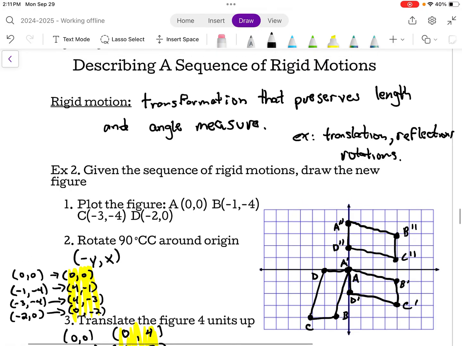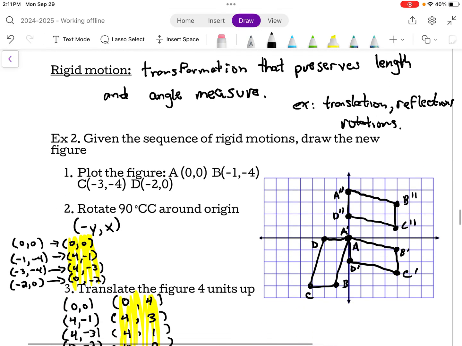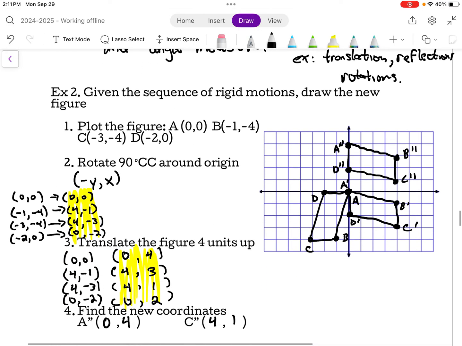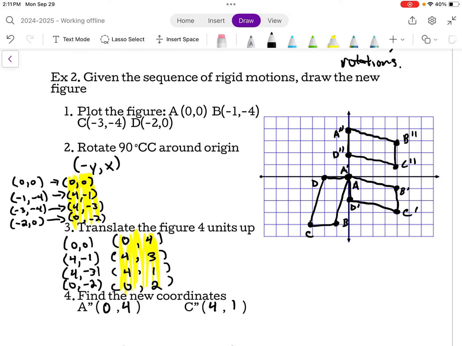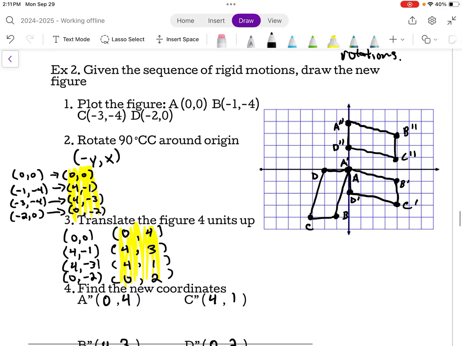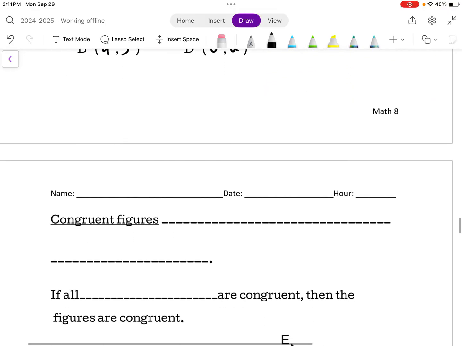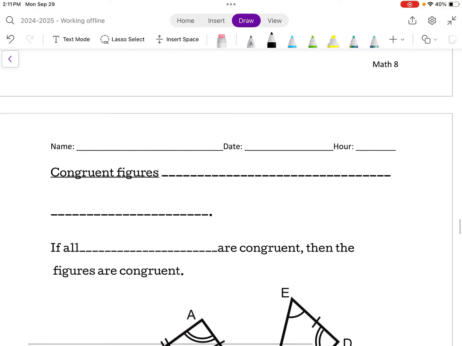Same size, same shape would tell us that they are congruent. So when I'm looking for that, I could say that ABCD is congruent to A'B'C'D', which is also congruent to A''B''C''D''. All right. And then let's look at the definitions of a congruent figure, which I've kind of already talked about.